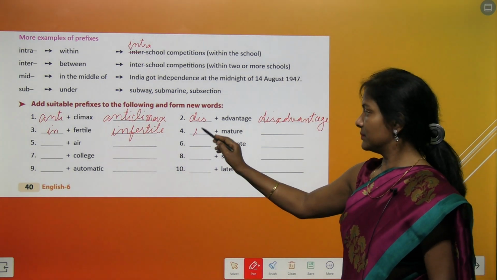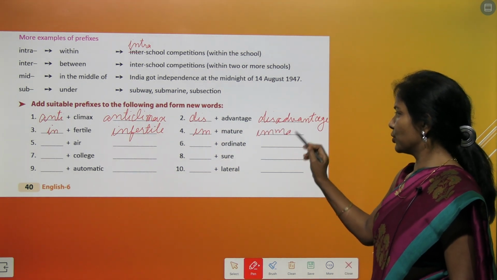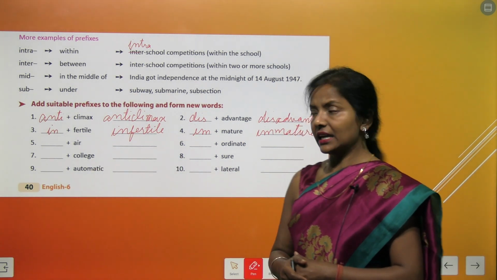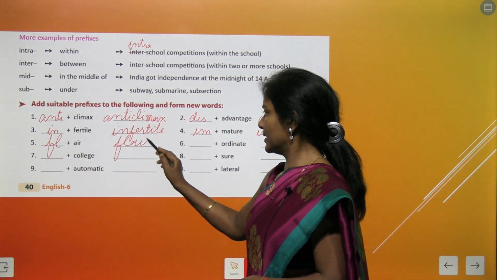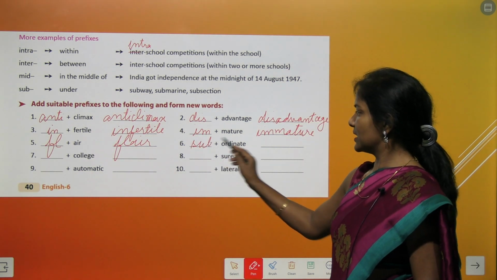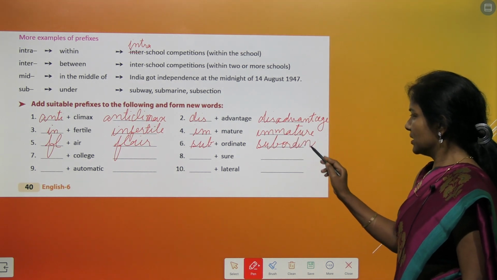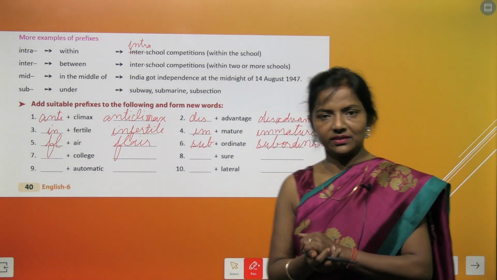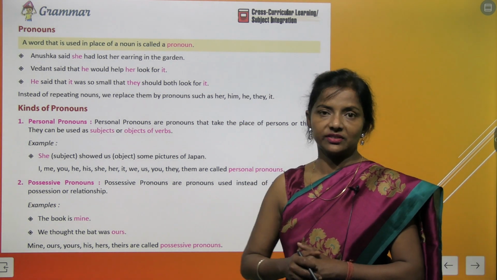Mature, add I-M, immature. Air, A-I-R, add F-L, flair, F-L-A-I-R. Ordinate, add sub, subordinate. Fine, children. Now, the rest you have to do yourself. Now, we move further to the grammar section.